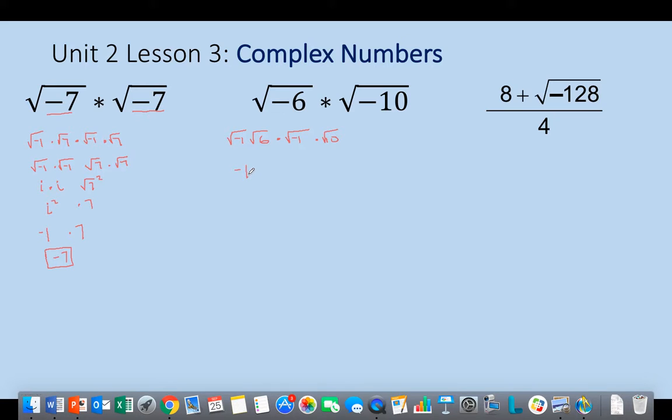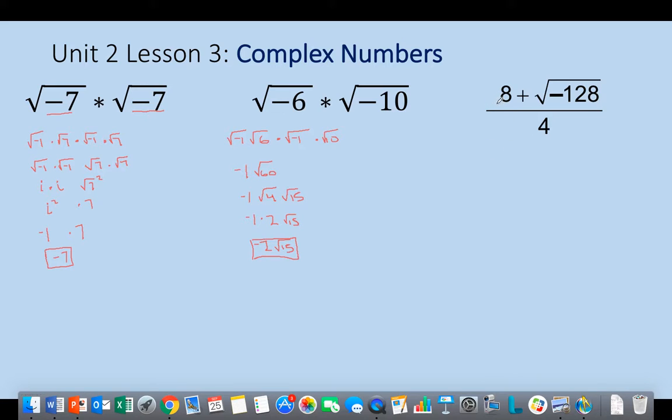And then, well, the square root of 6 times the square root of 10 would be the square root of 60. Are there any square factors, any friendly factors that I can pull out of this? Well, I think that there is. We can go ahead and say that this is the square root of 4 times the square root of 15, which would leave me with negative 1 times 2 times the square root of 15, or, in other words, negative 2 times the square root of 15. And we're done. That's been simplified.